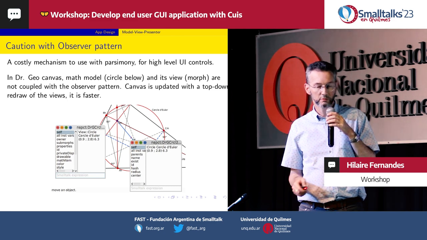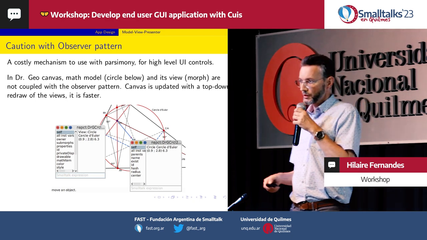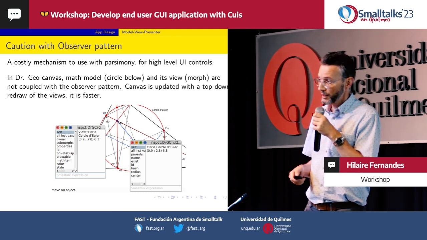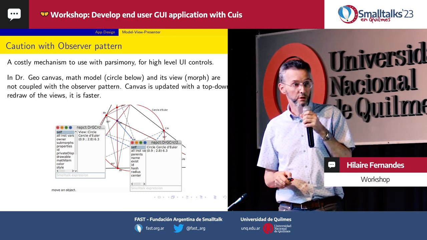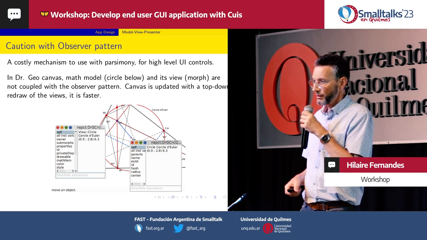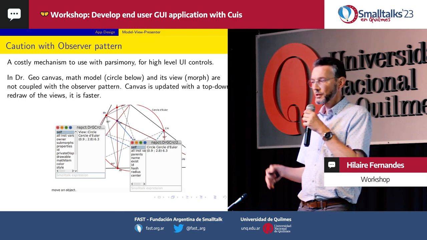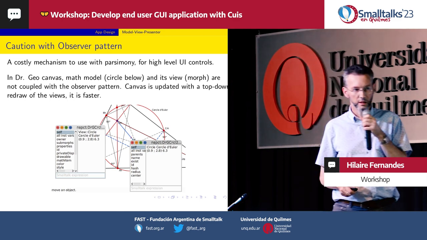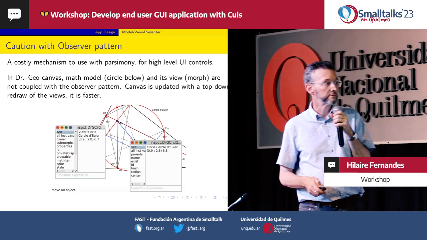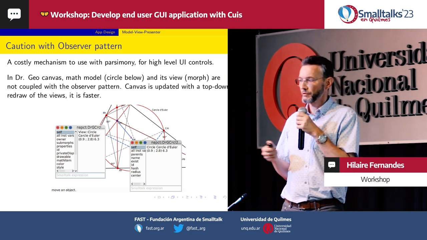Then you have a model. So I could say, okay, that's good, when the model changes I just trigger the events and do it like that. But the problem is that in Dr. Geo, when you drag one point, maybe behind there will be 100 objects that need to be updated. And it will make the system very slow. So in that situation, we do a different thing. So this is really for the UI level, high level.